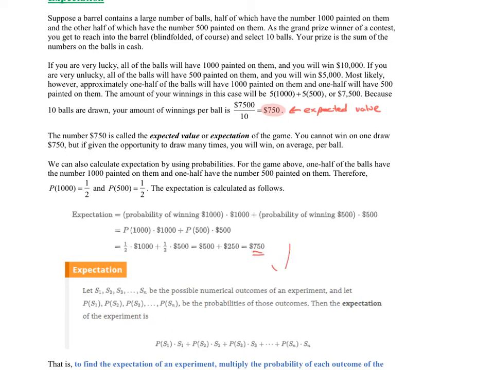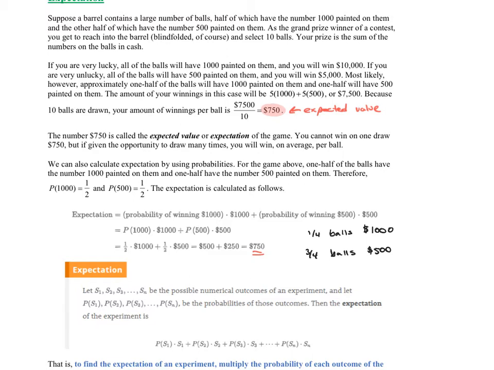So I want you to take this concept. This is with half the balls being 500 and half the balls being 1,000. I want you to change it up a little bit. What if I told you that 1/4 of the balls are $1,000 and the rest, the remaining 3/4 of the balls, are $500? How would that change this up?